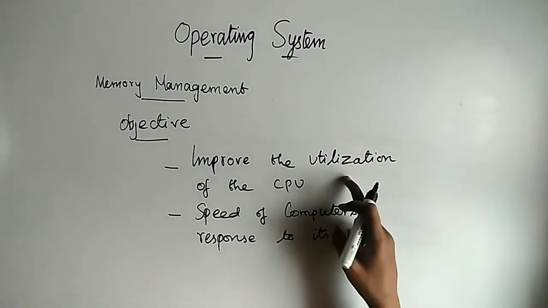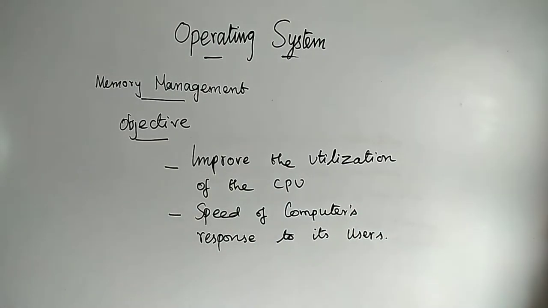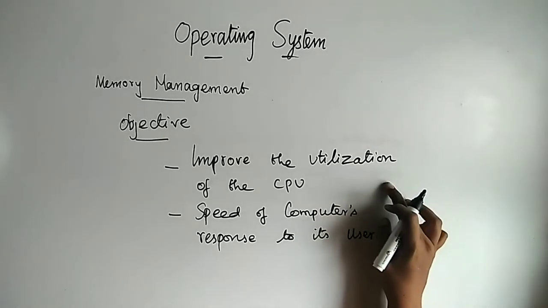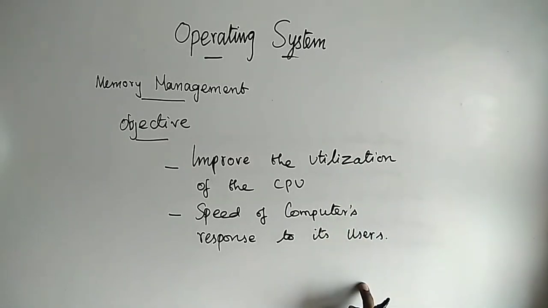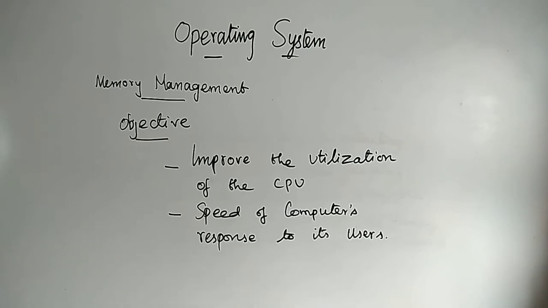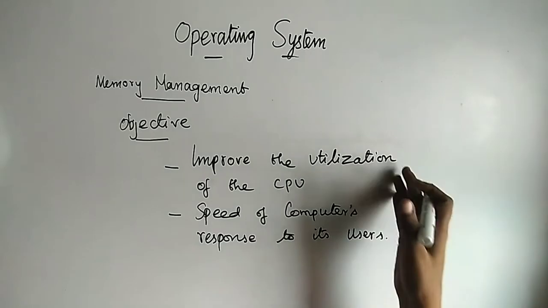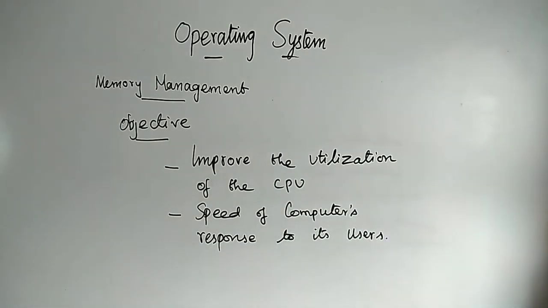So if the CPU is utilized more, you will be having the output in a very faster way. So that is your objective of the memory management. For these reasons only, computer must keep several programs in the main memory, to improve the utilization and to have the speed of the computer response that is to be given to the user. Many programs reside on the main memory, so that we are able to satisfy these two objectives.